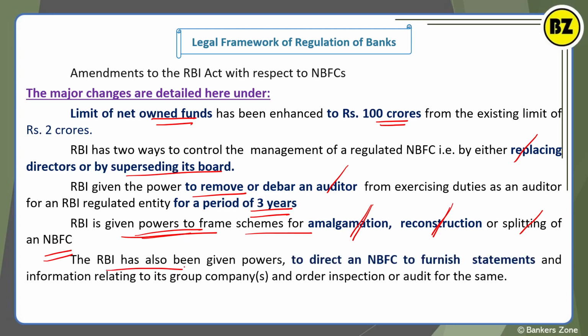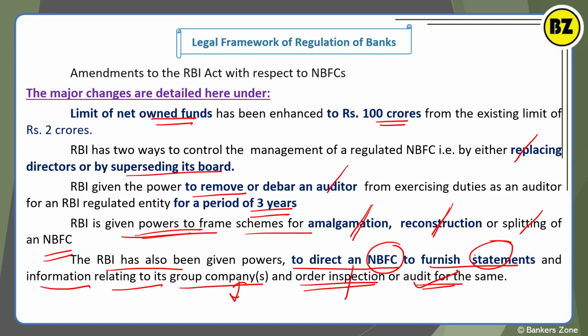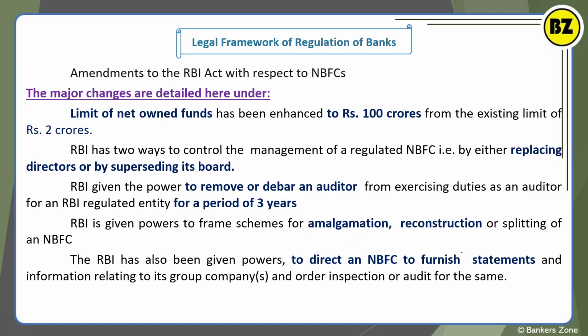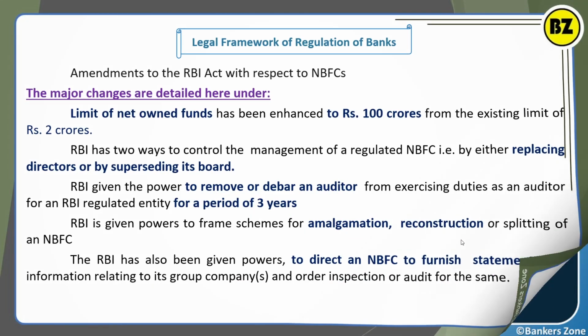Okay, the RBI has also been given power to direct an NBFC to furnish statements or information relating to its group companies, or to order an inspection or even an audit. That means basically the RBI obviously has that power, right? The RBI can ask the NBFC: submit your audit report, submit your inspection report, submit the information about your group of companies, submit different statements, like your monthly transactions. So different statements, different audit reports, different inspection reports, that the RBI can ask of an NBFC. Okay, now these are the powers of the RBI with respect to NBFCs, the major changes.